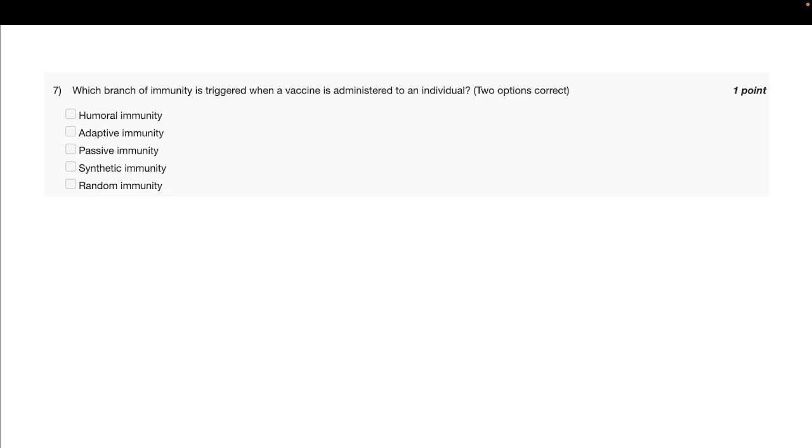Adaptive is okay, and another one. Okay, one option you have chosen is adaptive. Okay, thank you. Okay, the correct answer is humoral immunity. So the one who answered first, you were correct.